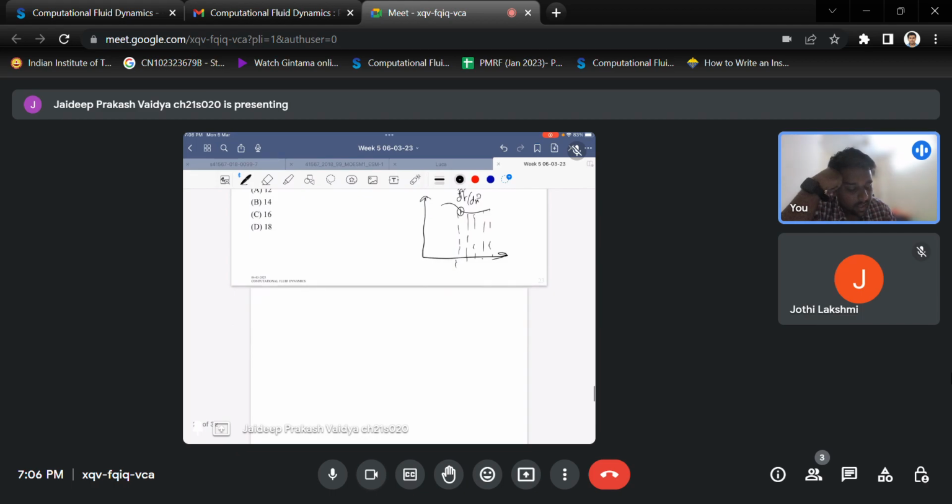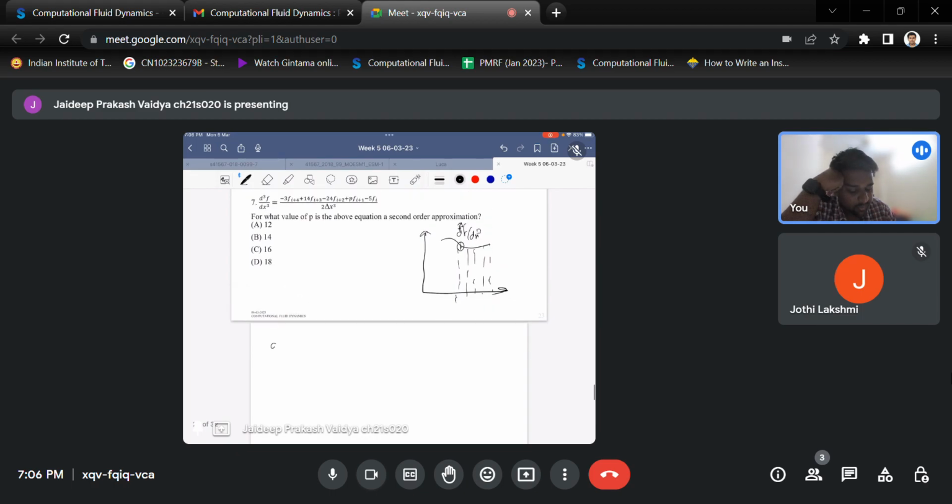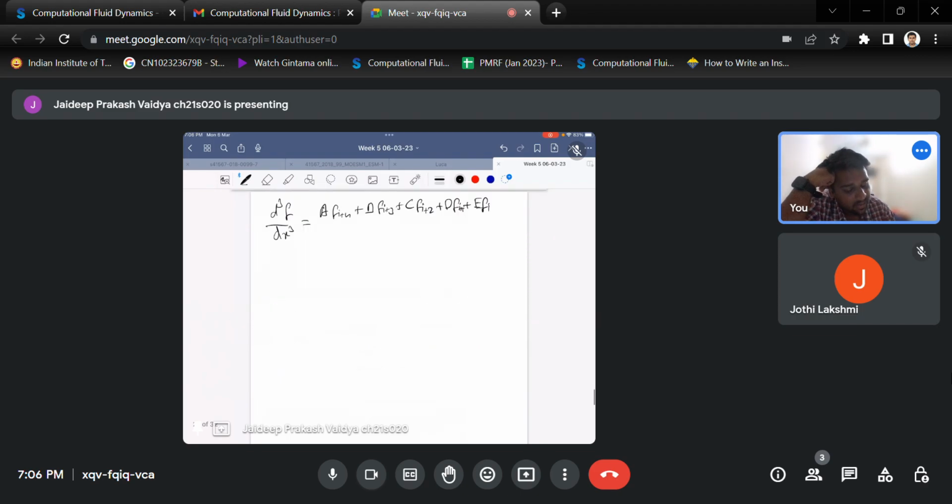We can get this by again the same method of variation of parameters. We can get this by d cube f by dx cube should be equal to minus 3. Let's call the undetermined coefficients a into fi plus 4 plus b into fi plus 3 plus c into fi plus 2 plus d into fi plus 1 and e into f of I. We expand f in each of these terms.